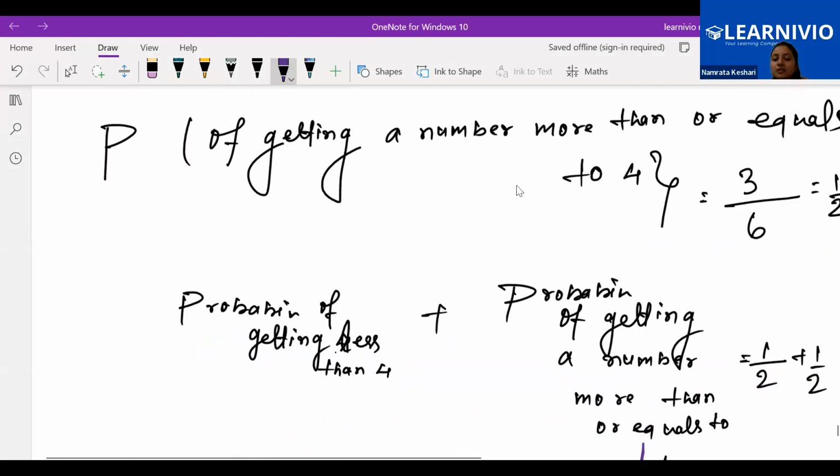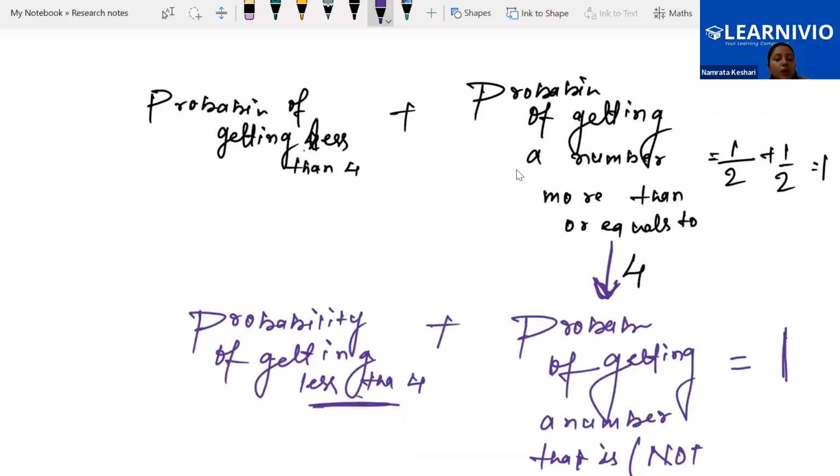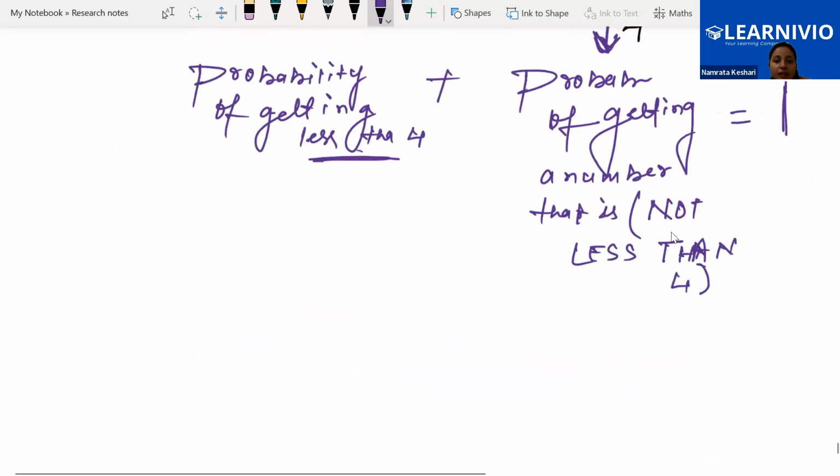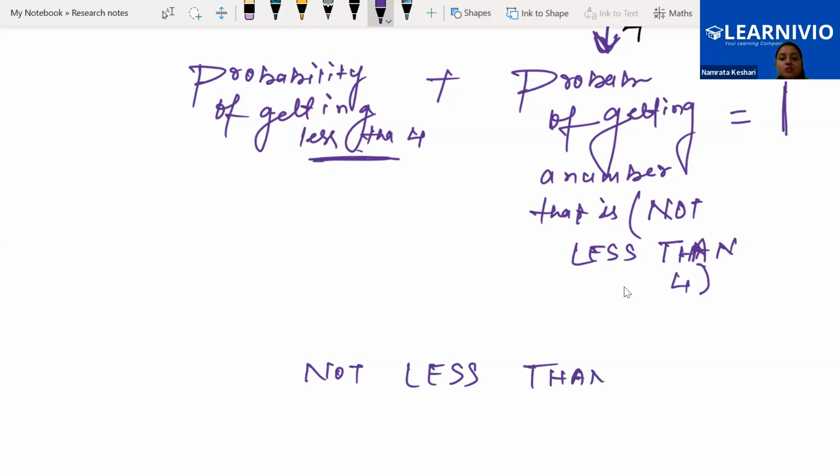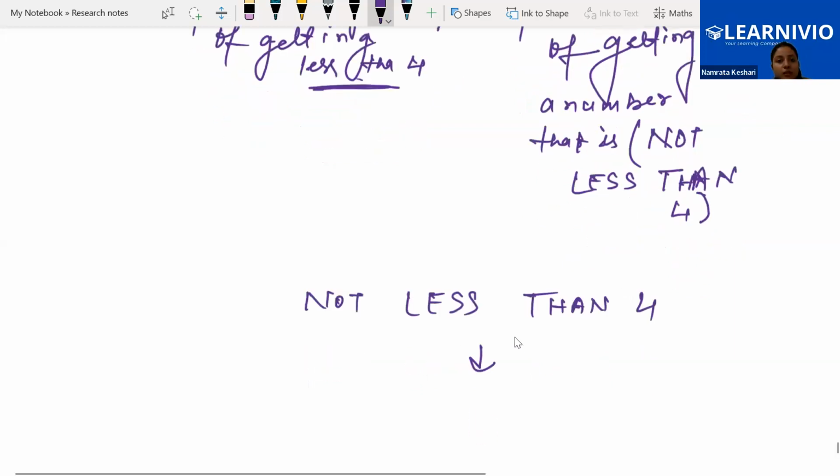That we can write the probability of getting a number more than or equal to 4. And here, the same statement I have written: not less than 4. Not less than 4 means what? I don't want anything that is less than 4. That means if I am getting 4, that is okay. If I am getting greater than 4, that is okay. Yes or no? So if less than 4 is not acceptable, that means 4 will work and greater than 4 will be fine.